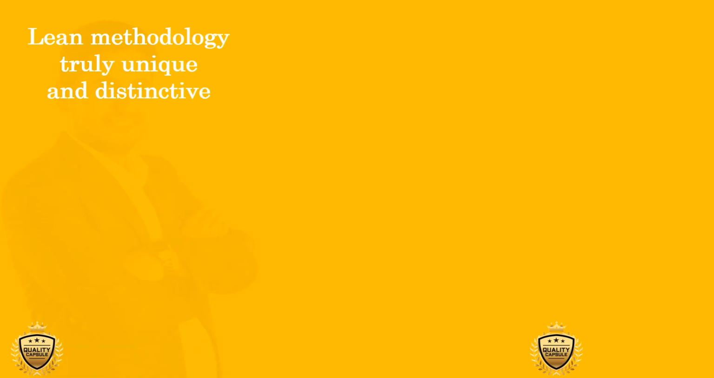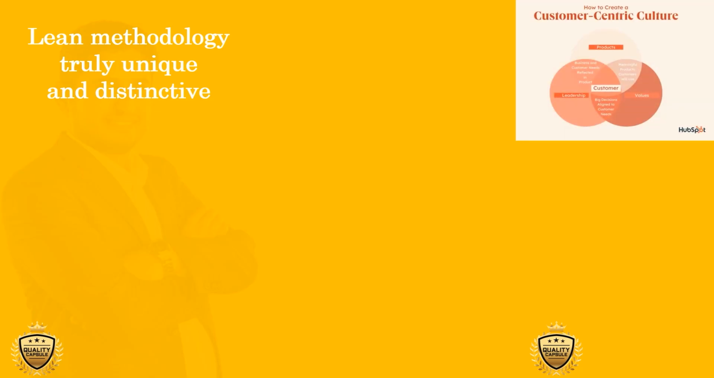Now that we have explored these three pillars of lean, let's dive deeper into what makes lean methodology a truly unique and distinctive approach. One of the most notable aspects of lean is that it places the customer at the forefront. We mentioned customer value. While efficiency is important, of course, for any business, lean's uniqueness lies in its customer-centric approach. We mentioned again and again the value from the customer's perspective.